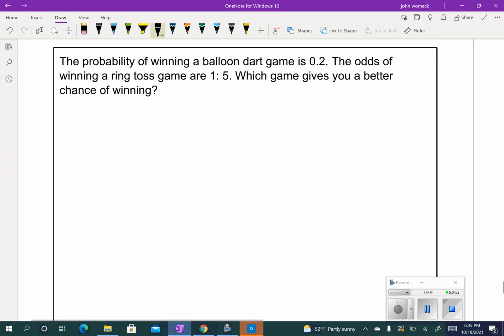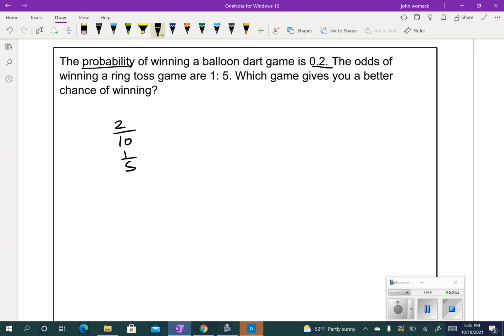Okay, the probability of winning a balloon dart game is 0.2. The odds of winning a ring toss game are 1 to 5. Which game gives you a better chance of winning? So it's a little tricky because this first one's a probability, 0.2. Let's write 0.2 as a fraction. Remember, 0.2 is the same as 2 out of 10, which is really 1/5. So you have a 1 in 5 chance of winning a balloon dart game.